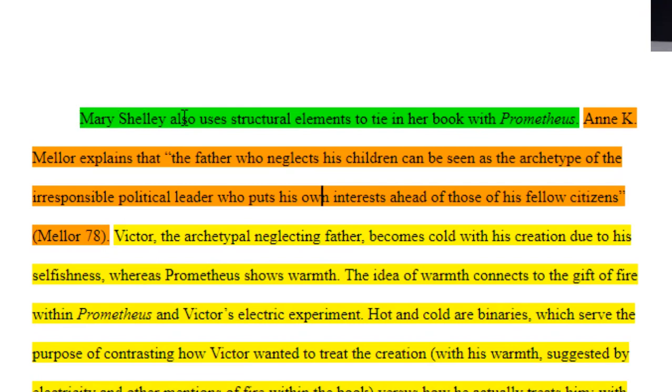Their topic sentence: Mary Shelley also uses structural elements to tie in her book with Prometheus. Now, it's not a mind-blowing topic sentence, but it gets the job done. It's short, sweet, to the point, and very direct, and I know what this person's going to be proving. I know that she's proving that Mary Shelley, specifically in Frankenstein, uses structural elements, which is a part of literary theory, to tie in Frankenstein with the Prometheus myth. Now, she does use a transitionary word also to connect back to her previous paragraph, which you guys don't see, but that's a pretty decent topic sentence.